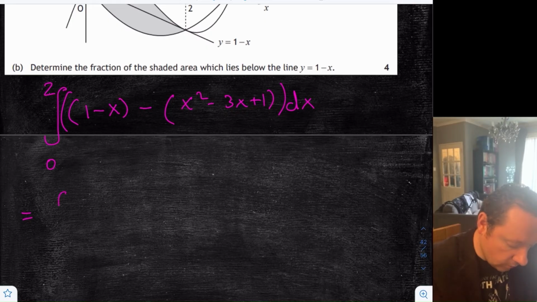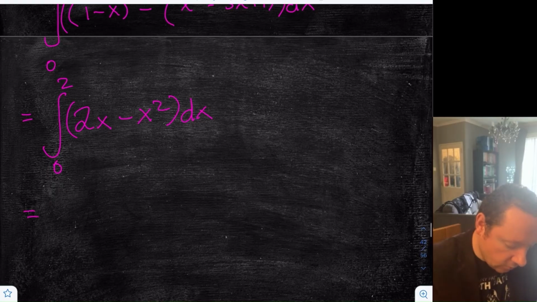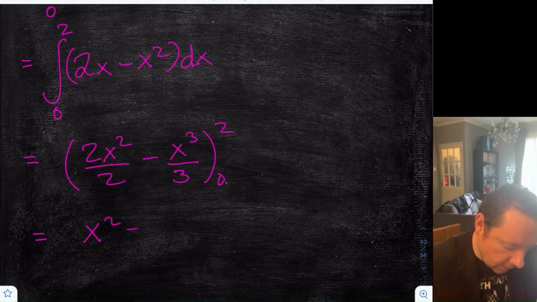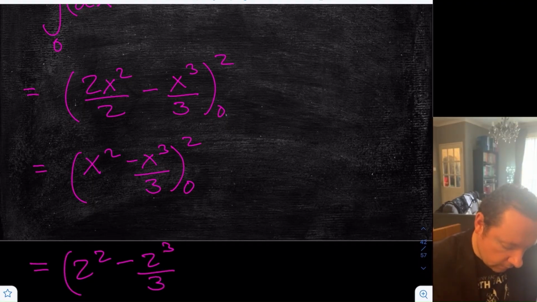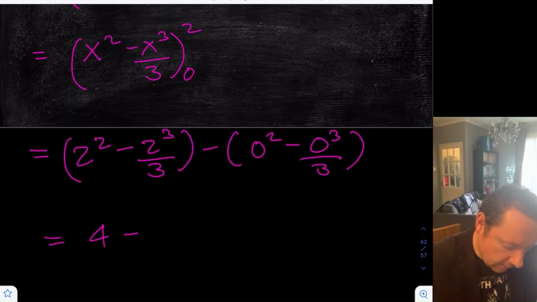So that gives me the integral between 0 and 2 of 1 minus 1 is 0. I've got minus x minus 3x, so that's 3x minus x is 2x. Then I've got minus x squared as well, so you get 2x minus x squared, a nice simple function to integrate. So that gives you 2x squared over 2 minus x cubed over 3 between 0 and 2. That gives you x squared minus x cubed over 3 between 0 and 2. So substituting 2 in, we get 2 squared minus 2 cubed over 3, take away 0 squared minus 0 cubed over 3. That gives me 4 minus 8/3.